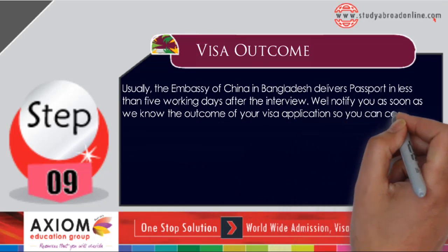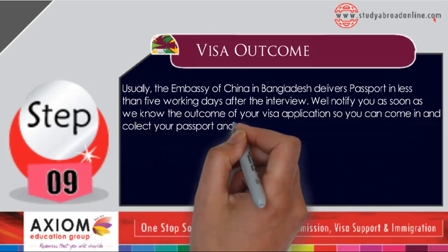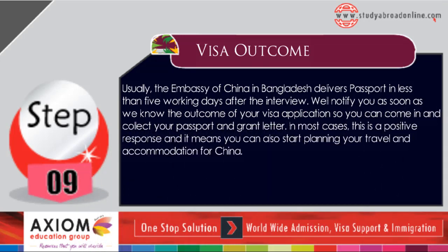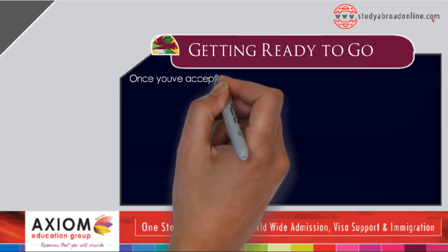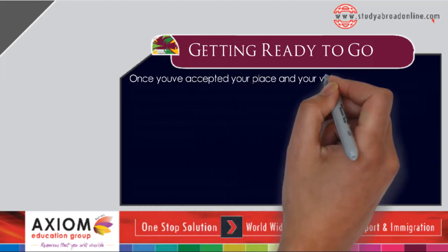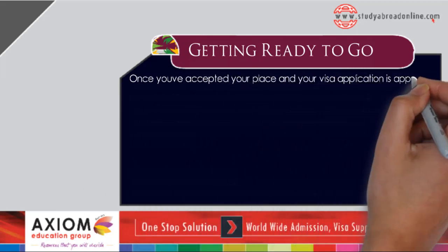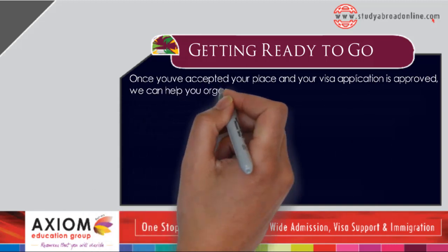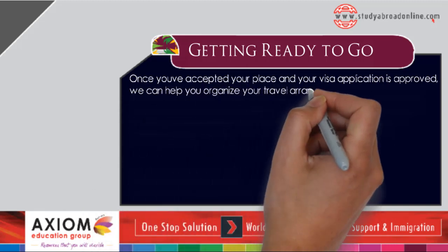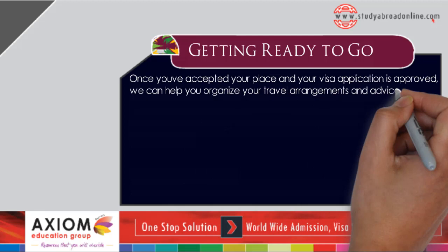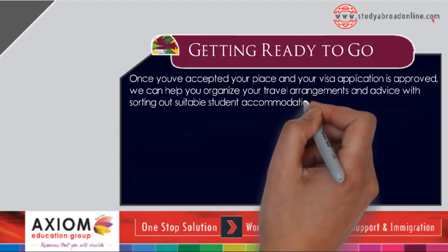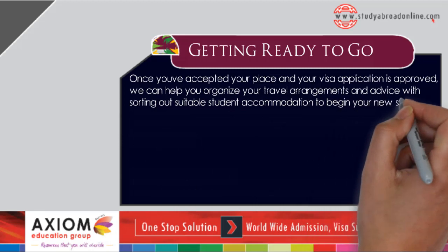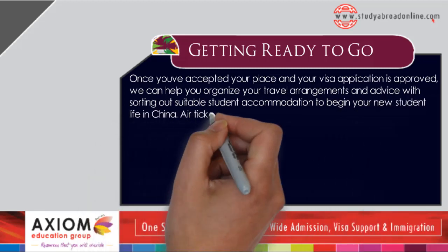In most cases, this is a positive response, and it means you can also start planning your travel and accommodation for China. And finally, we have step 10, which is getting ready to go. Once you've accepted your place and your visa application is approved, we can help you organize your travel arrangements and advise with sorting out suitable student accommodation to begin your new student life in China. Air ticketing, insurance, foreign exchange, and anything else you need can all be arranged through us to make studying overseas easier.